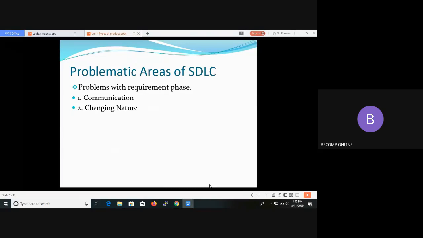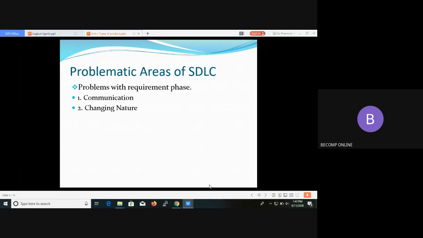The first one is the problem with the requirement phase. This is the initial phase where we can know what the requirements from the customer are. The first gap is called communication. There is a gap in the communication between the customer and the development team, and the second is the changing nature. These are the main points where we can have a gap in the area of SDLC.